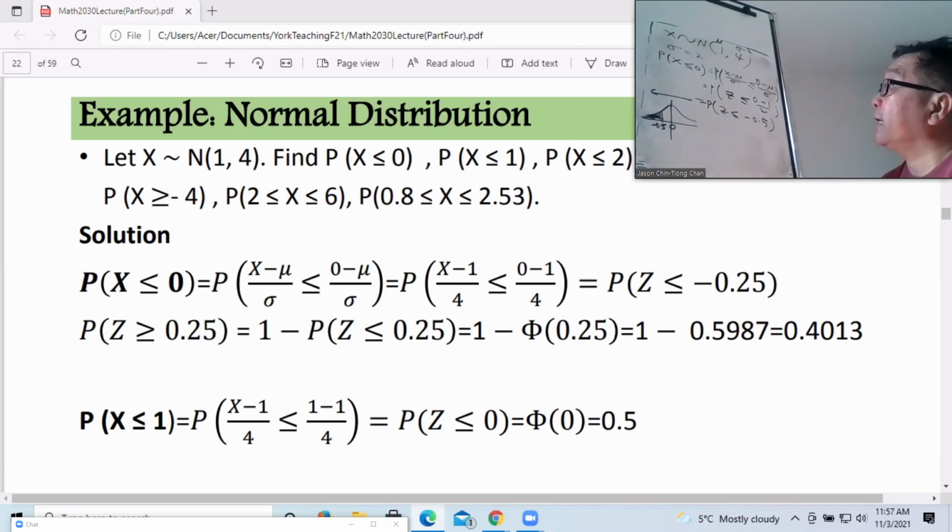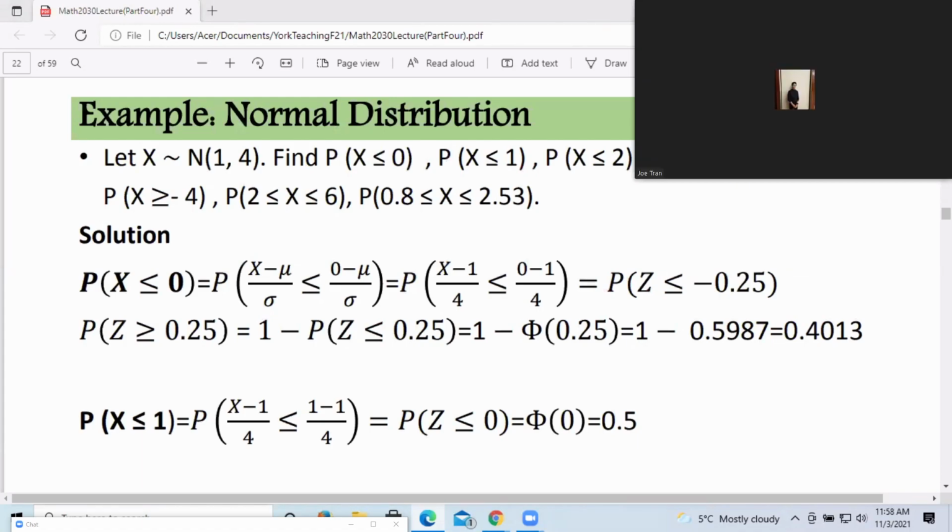Everyone okay? Unfortunately, our table has no negative values. No problem. We do what? We flip over. So how do you find this one? It's 1 minus. Everyone agree? Yes, okay. Now look at the table.